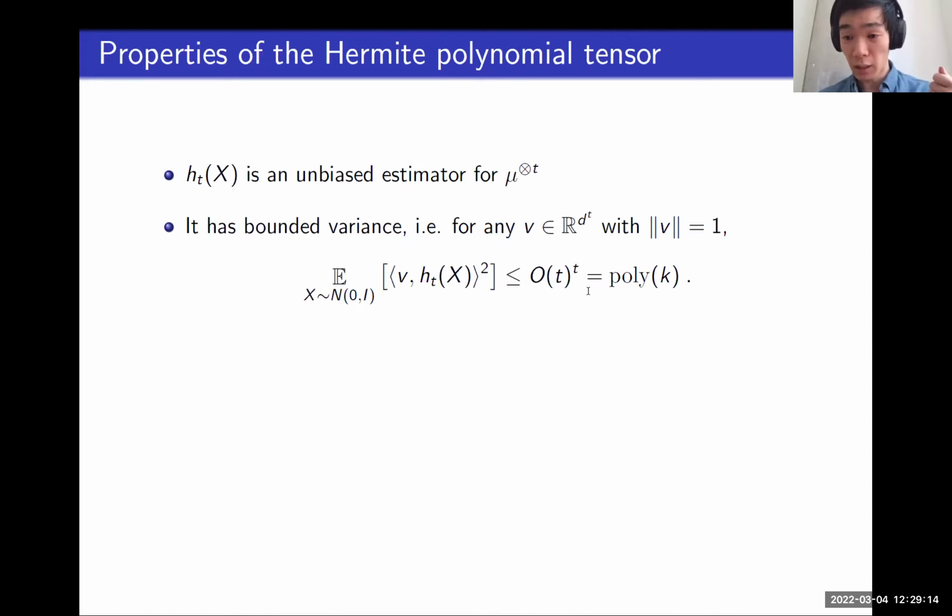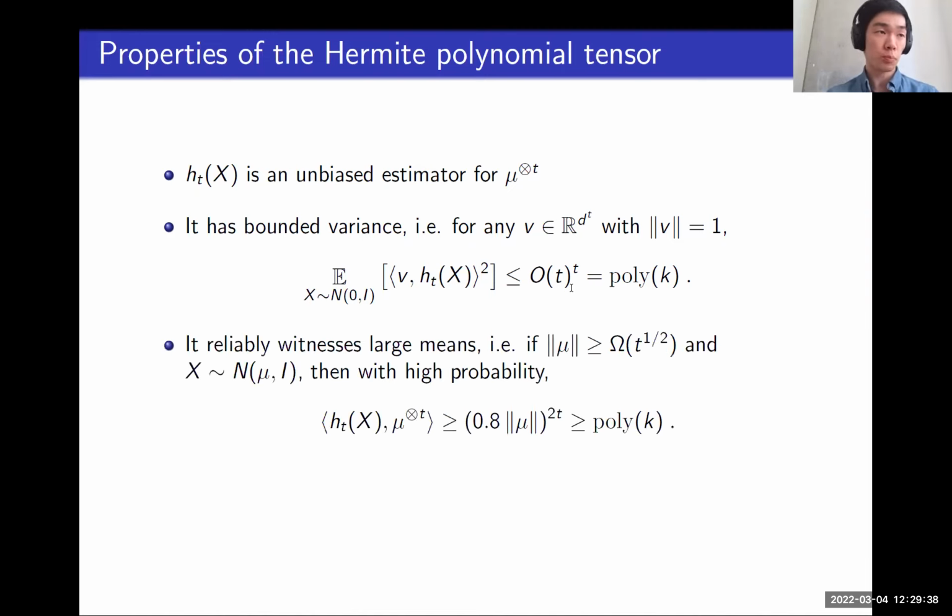Now, this is actually super important here because note that there's no d to the t here. Note that t is log k over log log k, so t to the t is actually polynomial. If this were d to the t, then it would be quasi-polynomial. But because t is log k over log log k, this t to the t is actually just polynomial. And so this will be one of the reasons why we're able to get down to polynomial sample complexity.